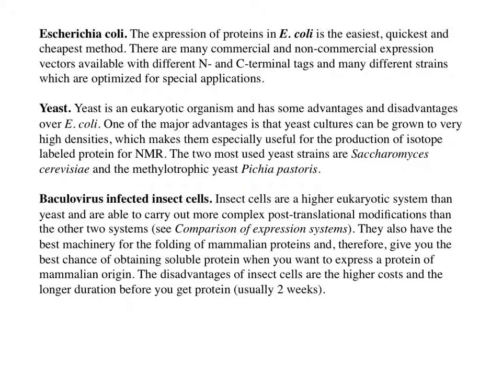Baculovirus-infected cells. Insect cells are a higher eukaryotic system than yeast and able to carry out more complex post-translational modifications than the other 2. They also have the best machinery for folding of mammalian proteins and therefore give you the best chance of obtaining soluble protein when you want to express a protein of mammalian origin. The disadvantage is insect cells are higher cost and longer duration before you get protein.